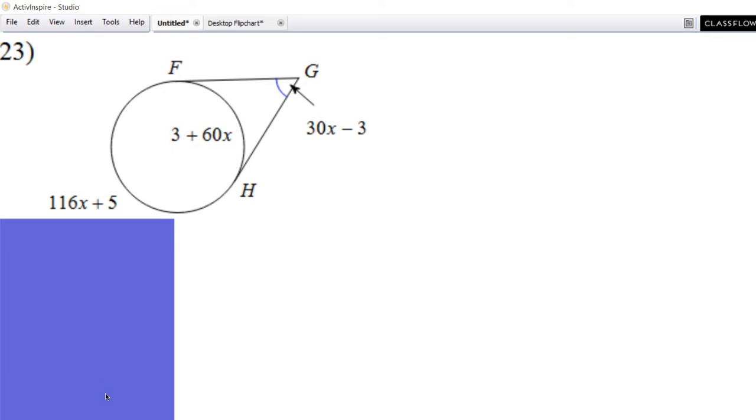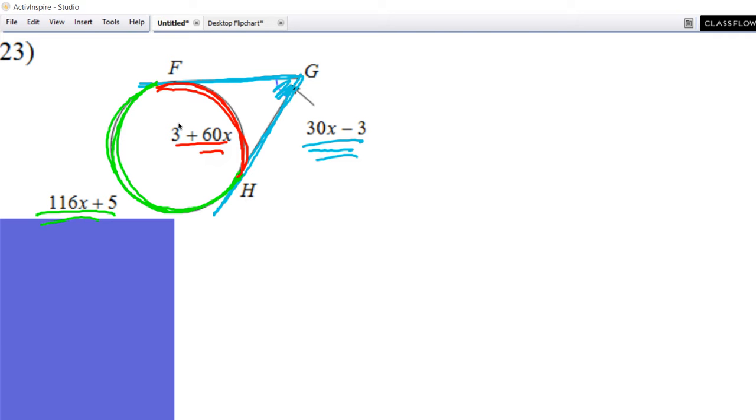Our next example is going to be question number 23. I decided to use this example because we have variables throughout the whole circle and even the angle. So the process is not going to change. I am still going to color code the same way. So I'm going to color my angle blue. So my angle is in blue right here. I'm going to color the biggest intercepted arc in green. So that's this part right here. And then I'm going to color the smallest intercepted arc in red, which is this value right here.